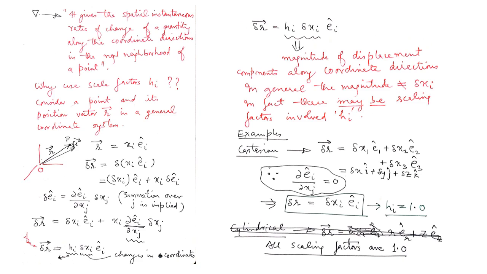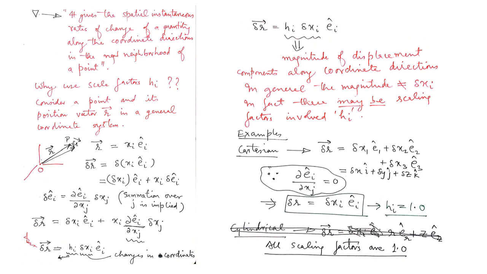Now, why use scale factors? Why are the scale factors there? Let's try to understand that. Suppose I have some coordinate system. I'm deliberately not writing x, y, z or r, theta, whatever it is. I'm just showing three lines and a reference point O, and I have a point P having a position vector r. Now, suppose I am displacing myself in space by a small amount from P, and the displacement is quite arbitrary. So delta r can be in any direction from P.